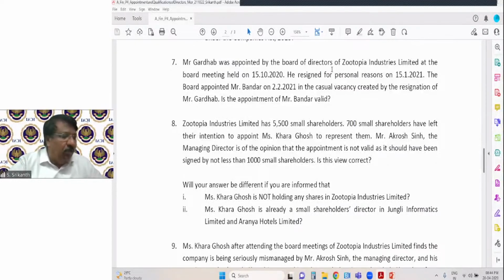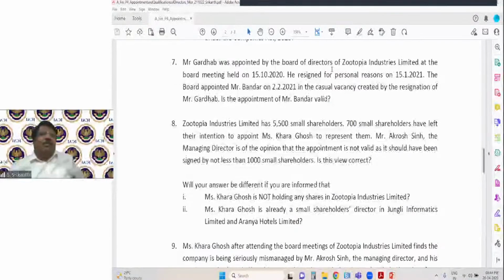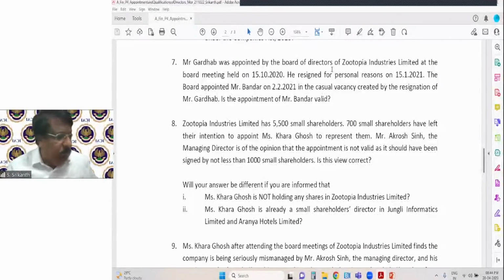Just check up how Gardab was appointed. Was it by members in general meeting? No. He was appointed at a board meeting. Therefore, the casual vacancy created in the post of Mr. Gardab cannot be filled by invoking section 162. Casual vacancy, only members can appoint. So, Bandar's appointment is invalid. Okay.